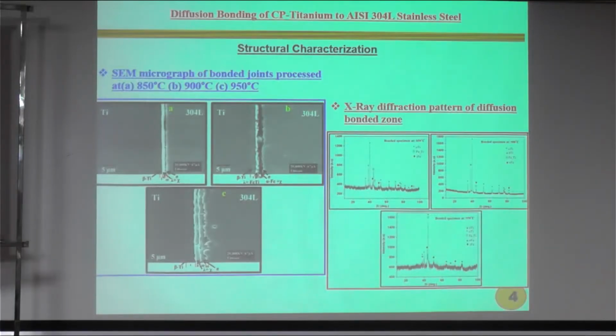So the solution is to change the welding technique. The solid state welding techniques are available, and among them we have chosen diffusion bonding to join these two materials. What is the reason for joining these two materials? They are highly used in nuclear power plants, in the spent fuel reprocessing plant units.